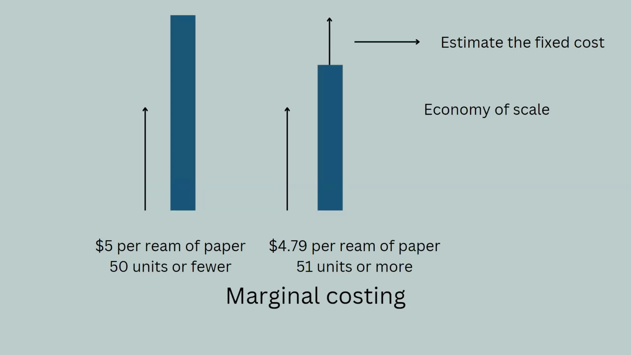So the thing is, with marginal costing, it's pretty simple. We only calculate the direct variable cost and then add some contribution on top of that. We may adjust our contribution so that it may reflect our level of production and the fixed cost that we incur.